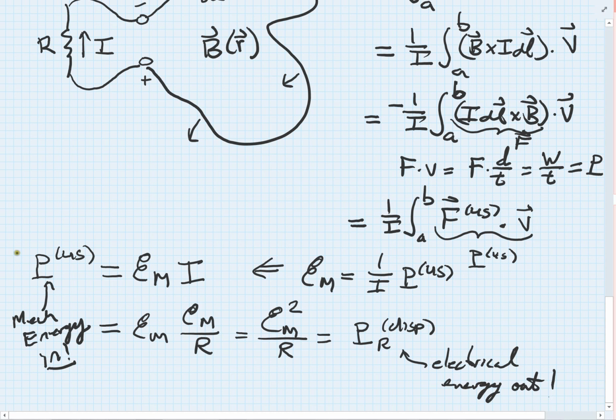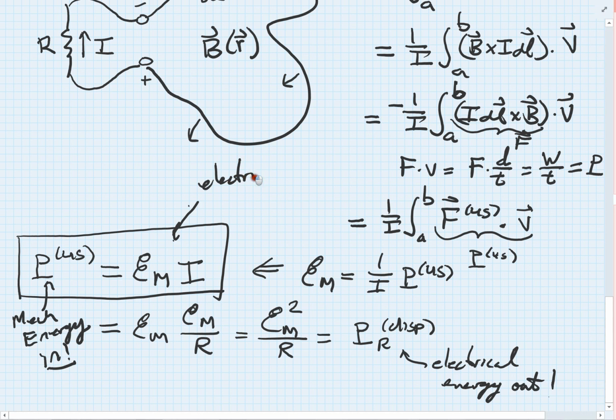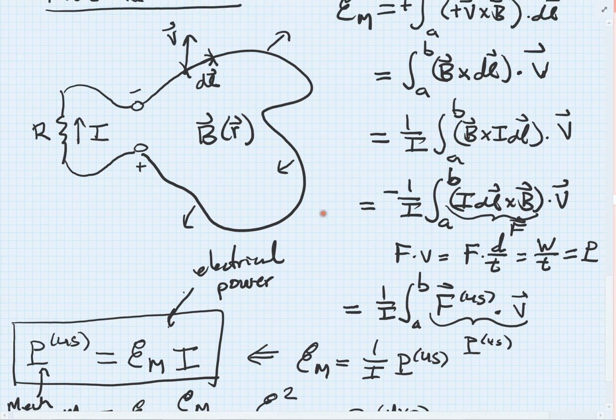And that can also be seen directly in this equation, because on the right-hand side, this is electrical power. And on the left-hand side, we have, again, the mechanical power in perfect balance. So now we can understand where all this electrical energy comes from when we move the wire through the field.